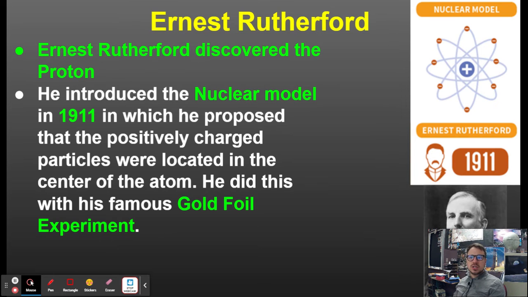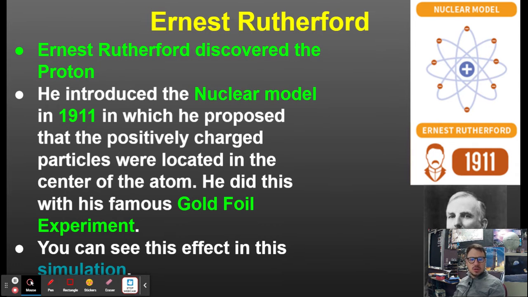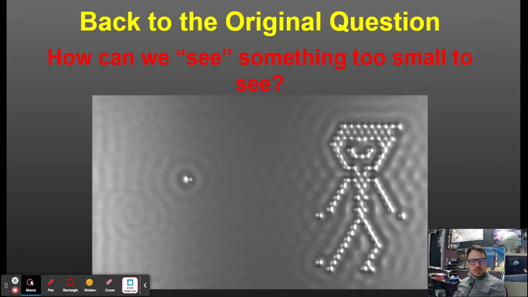Now, Ernest Rutherford discovered the proton, and he introduced the nuclear model in 1911, in which he proposed that the positively charged particles were located at the center of the atom. He did this with the famous gold foil experiment. There are simulations where you can see this. So let's answer this question: how did Rutherford do this? How can we see something too small to see, just like Rutherford did?